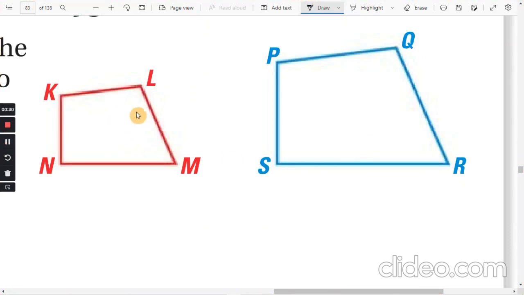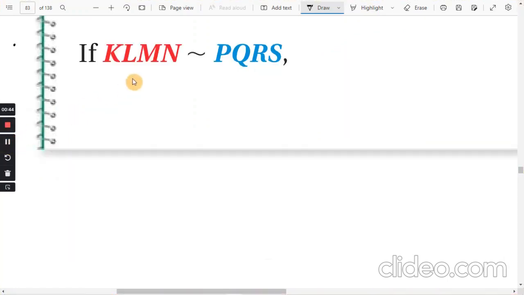Okay, so here we have 2 4-sided polygons. Okay, and these polygons are similar. That means the corresponding angles are congruent and the corresponding side lengths are proportional. So this right here is the similarity statement. Remember this squiggly line? That means similar to. So KLMN is similar to PQRS.